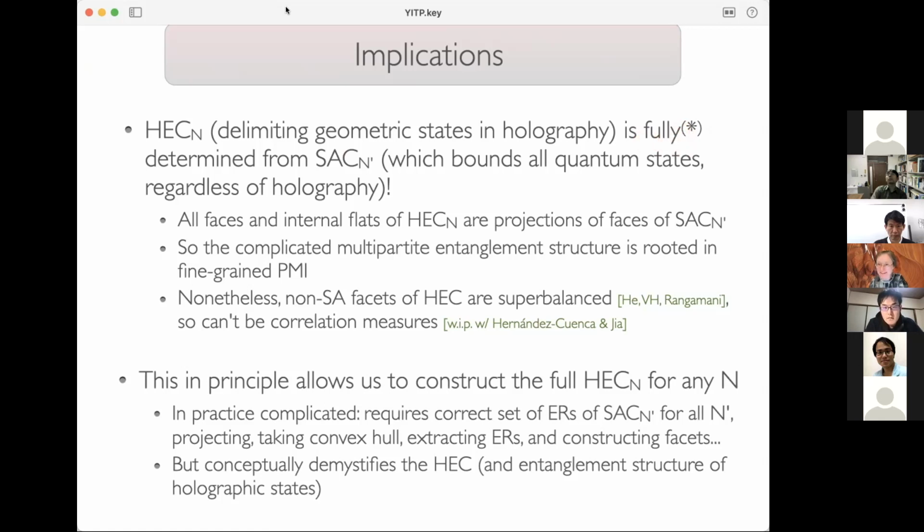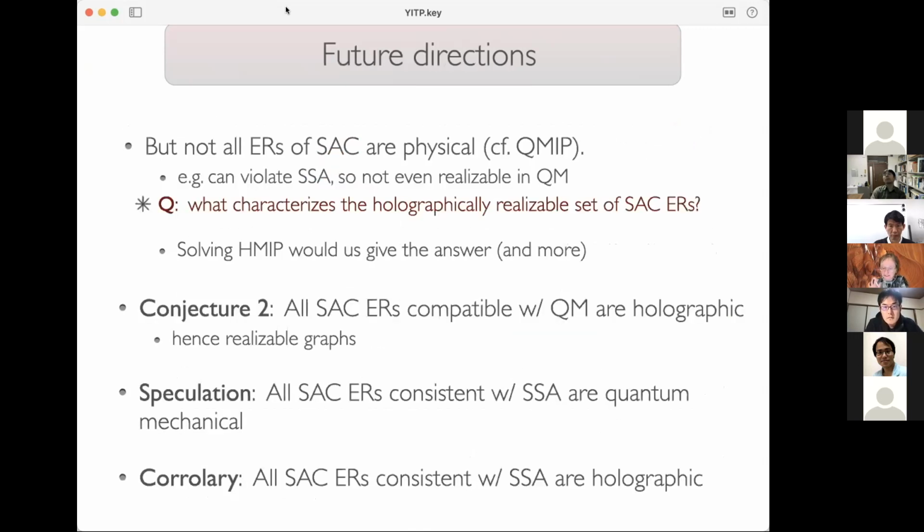This full determination requires me to tell you which of these extreme rays of this full cone I'm supposed to be taking. That's the important problem. We haven't solved that, but the solution to that problem, I claim, is easier than the solution to the holographic marginal independence problem, in the sense that the holographic marginal independence problem gives us more than just that answer if we solve it.